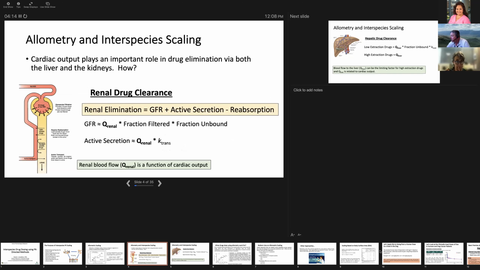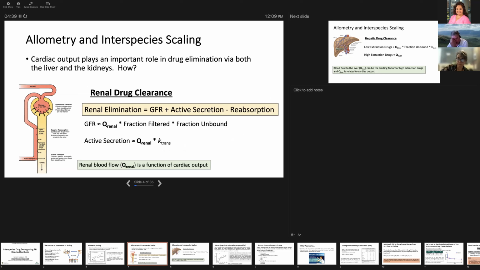And the reason that's useful in pharmacology is that a lot of our drug elimination is related to cardiac output. In the kidneys, it's clearly related to glomerular filtration, as well as delivery to the proximal tubule for active secretion, and also reabsorption as you dilute the local area and you drive reabsorption for drugs that can be reabsorbed.